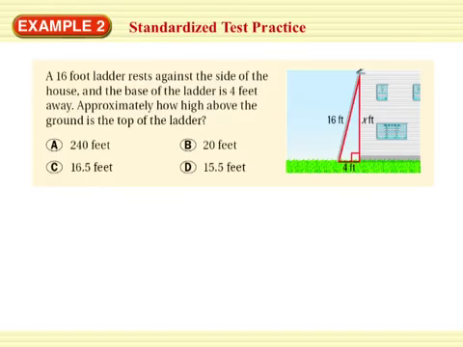Example 2, standardized test practice. A 16-foot ladder rests against the side of a house, and the base of the ladder is 4 feet away from the house. Approximately how high above the ground is the top of the ladder? Here we have a right triangle, and we're trying to solve for X, which is a leg. So we're going to say 16 squared equals 4 squared plus X squared.